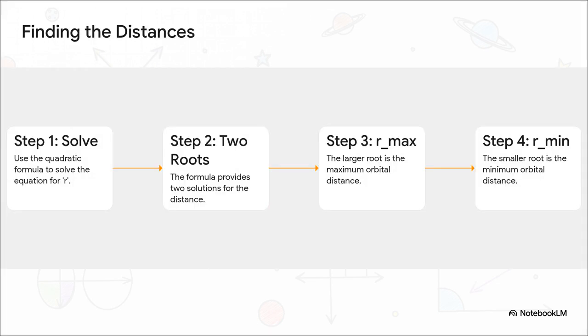And what do we know about quadratic equations? They always give you 2 solutions, right? 2 roots. And isn't that just perfect because how many distances are we looking for? 2, a minimum and a maximum. So all we have to do is dust off the old quadratic formula, plug in our values for E and M, and solve. The 2 answers it spits out are exactly what we need. The bigger one is going to be Rmax, and the smaller one is Rmin.